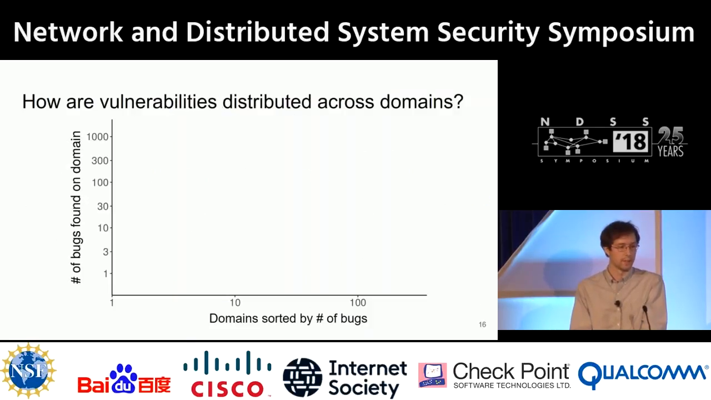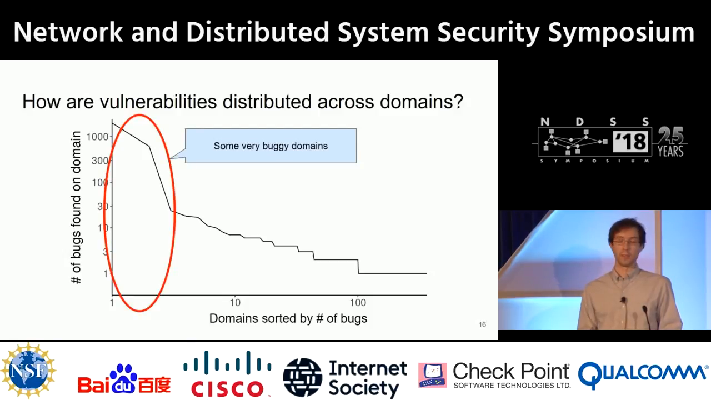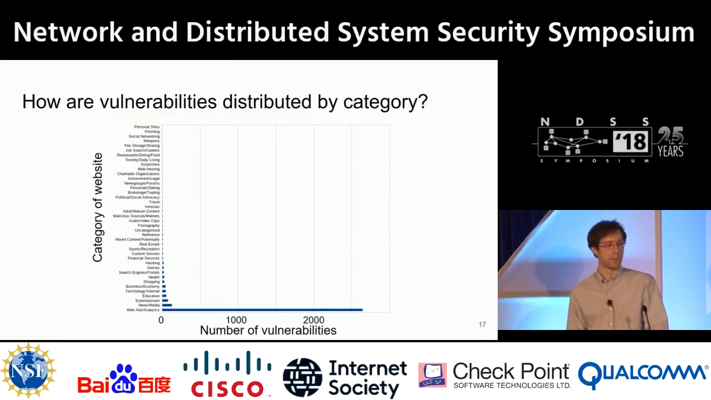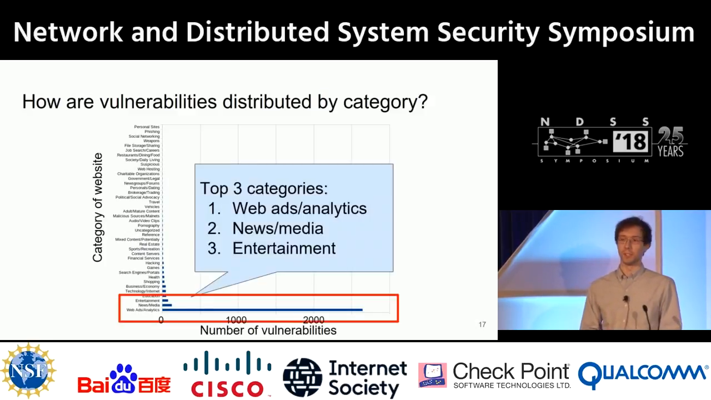And so in our data set, we wanted to know how these vulnerabilities are distributed across different domains. So we have on the y-axis the number of bugs found on a domain, and on the x-axis the domain sorted by bugginess. And what we found is some very buggy domains with many bugs, and we also found a long tail of domains with one or two bugs. We also wanted to know how the vulnerabilities were distributed across different categories of websites. So on the y-axis, we have the category of website that we were visiting when we observed the vulnerability. And you don't have to read all of the vulnerabilities. The takeaway is that the most frequent category we observed were sites that host web ads and analytics.